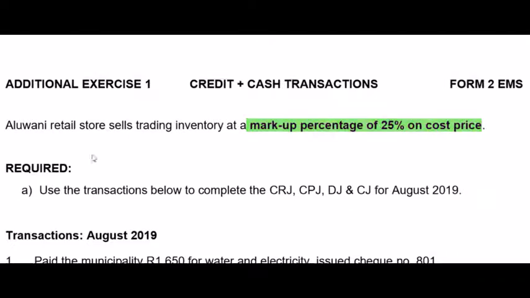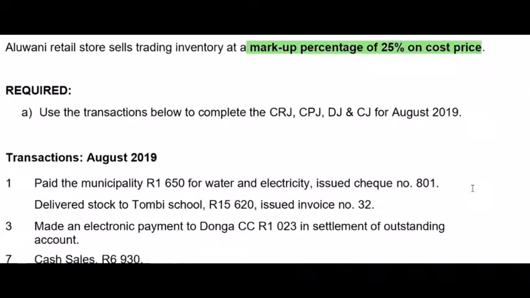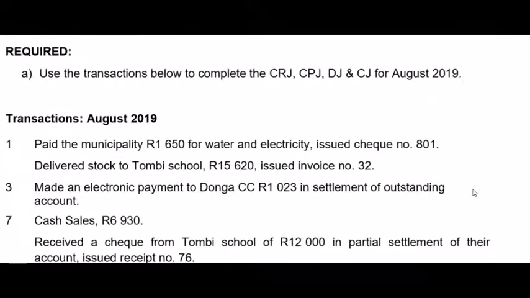And then I said you are required to use the transactions below to complete the CRJ, CPJ, DJ, and CJ for August 2019. I also gave you a document at the beginning of the week that explains the keywords for every one of these 4 journals. And if you struggled with this exercise, I would recommend you go back to that document. Now I'm going to go through it transaction by transaction.